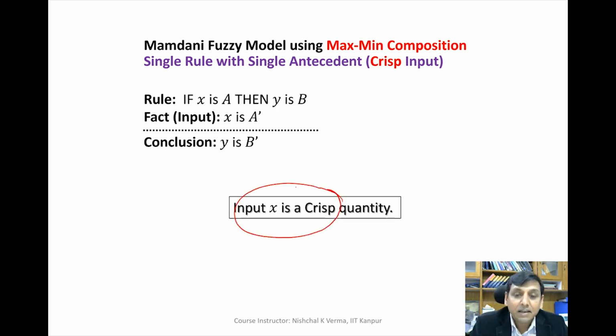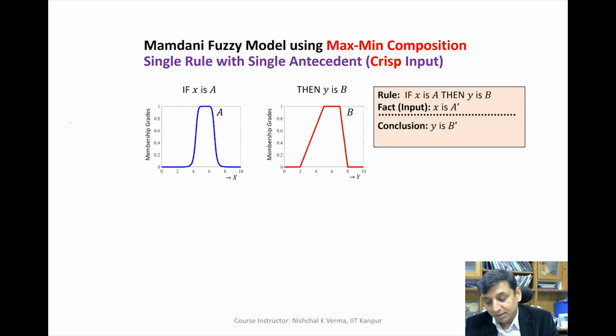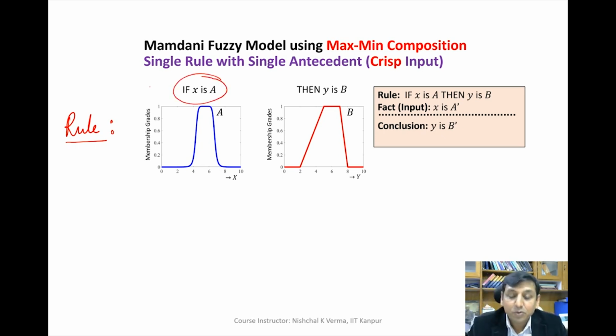So when we apply x as crisp, it means the crisp input we apply. We see here that we have a single rule in the Mamdani fuzzy model, and in this rule we have a single antecedent, only one antecedent. When we say only one antecedent, it means we have x is A.